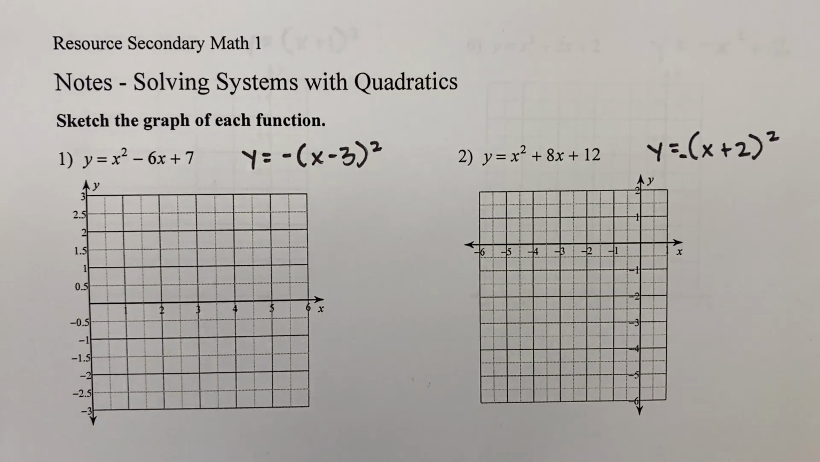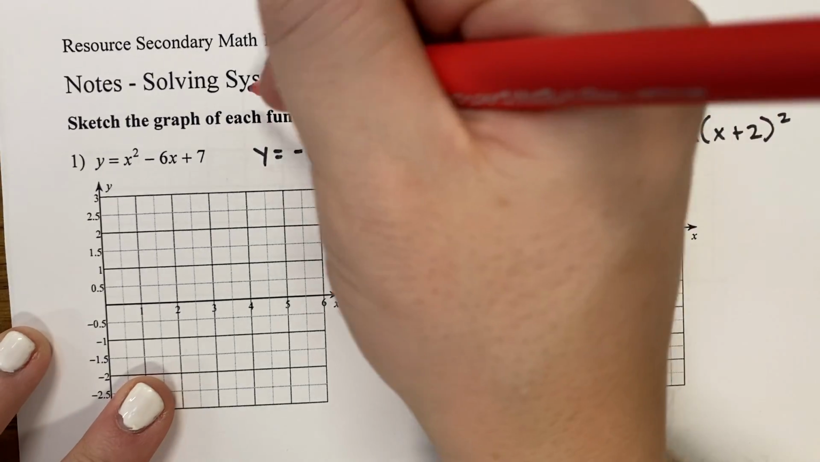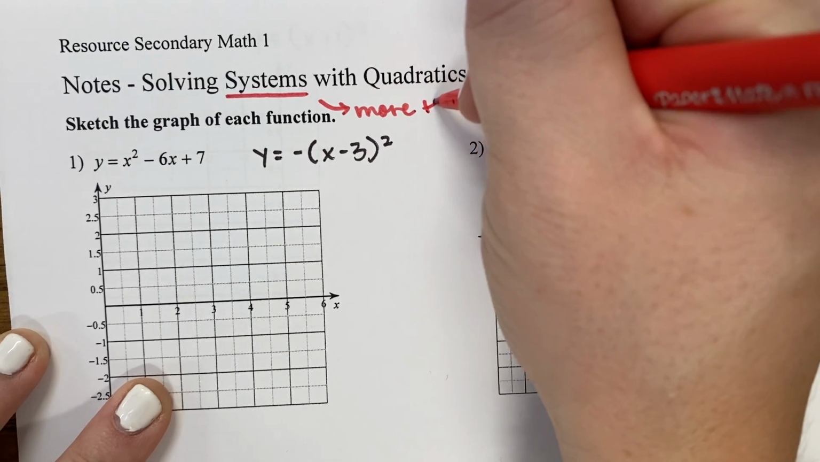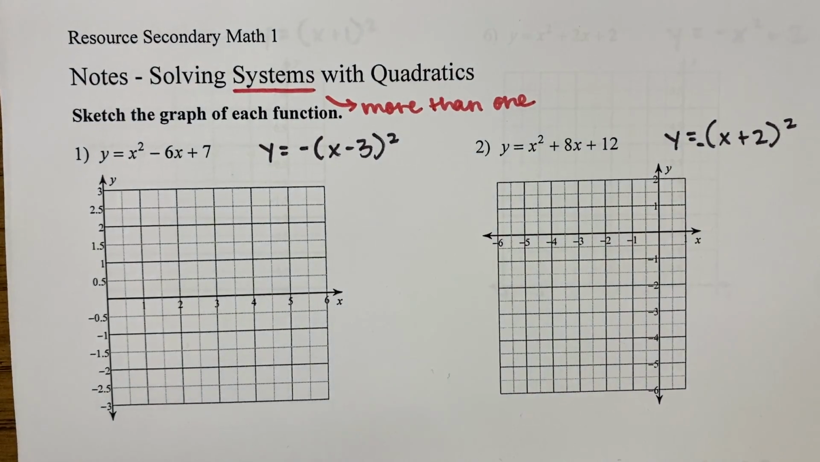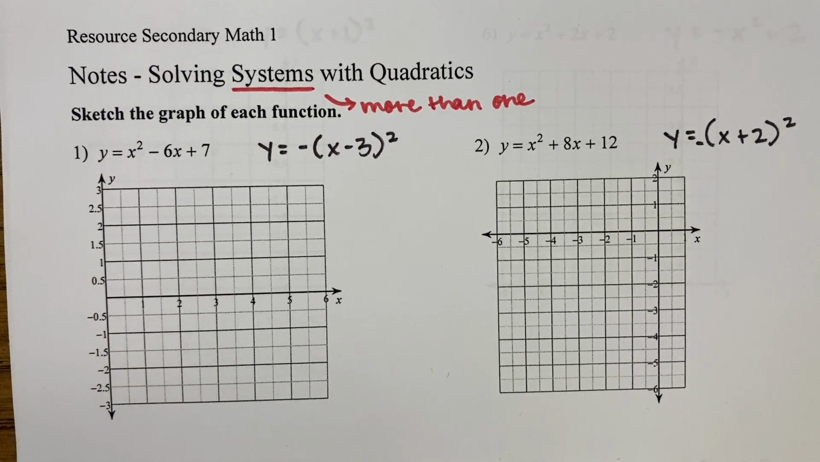All right, so we are going to be talking about solving systems with quadratics. Where we have two equations, that means our systems, but they are both quadratics. Remember, systems just means more than one. So we're going to be graphing more than one quadratic equation in order to find where they intersect. Let's go ahead and get started.